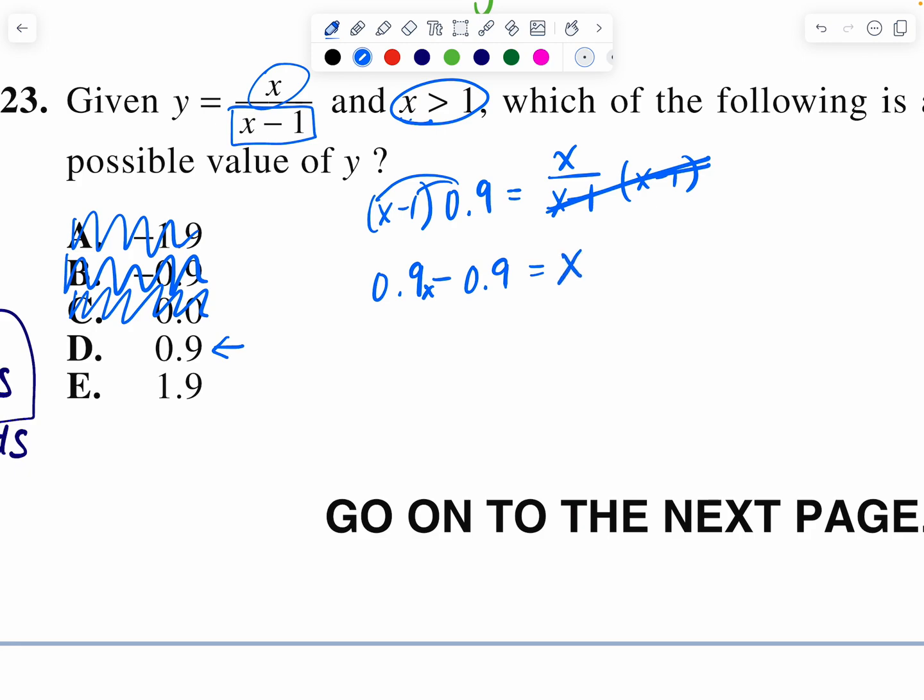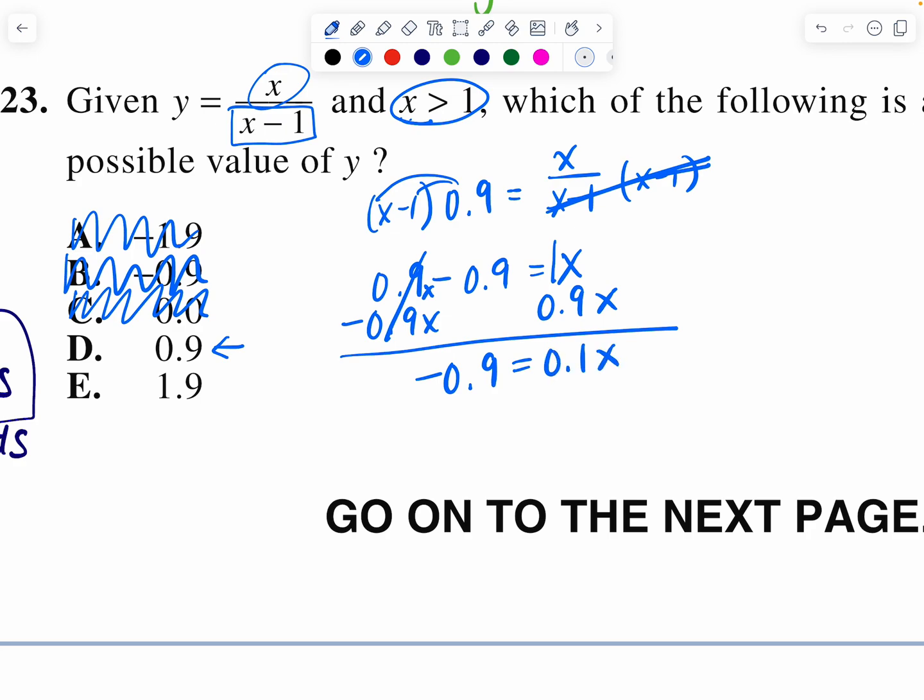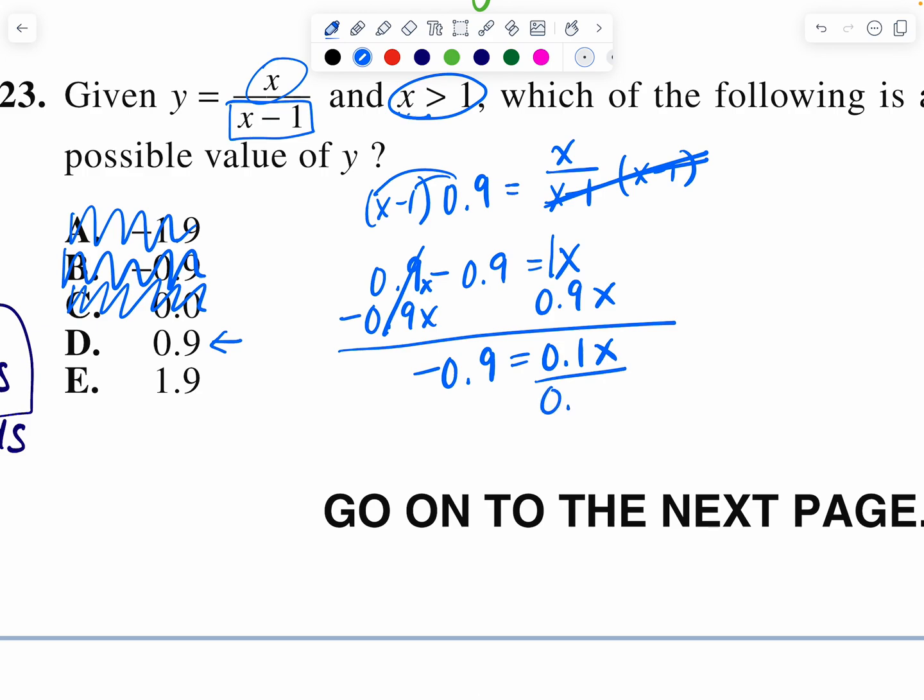Now, I need to get the x's together, so I'm going to subtract 0.9x, 0.9x. These cancel, I have negative 0.9 left. This is really a 1x, right? So I have 1 minus 0.9, which gives me 0.1x. And then I'm going to divide each one by 0.1. And when I do that, I get negative 9 equals x.